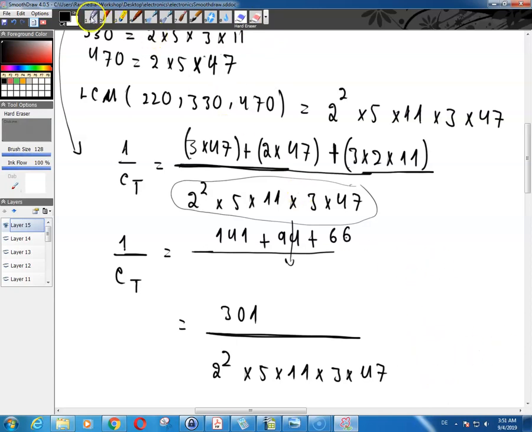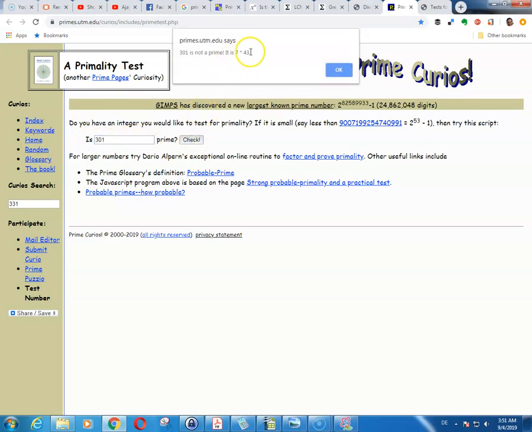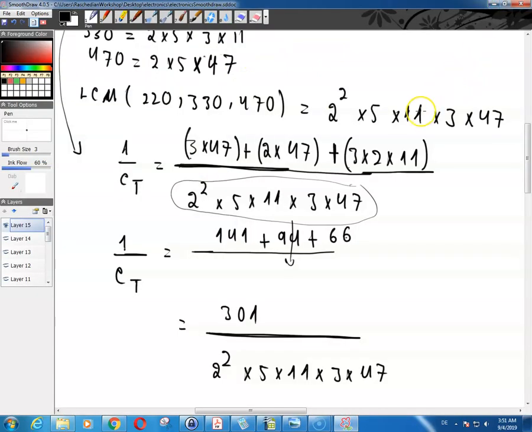Now, in order to see whether 301 could be a prime number, I enter the number over here: it is 7 times 43. So instead of this, I can write 7 times 43. Of course you can see that you cannot simplify it with your denominator. There is nothing common here.